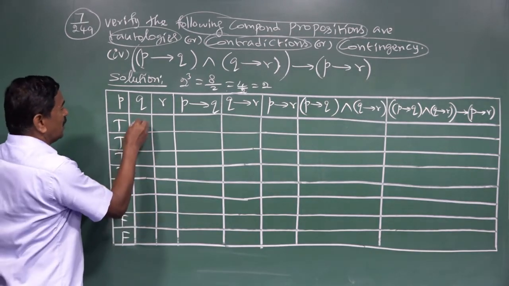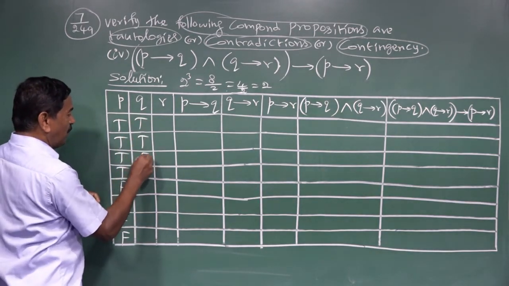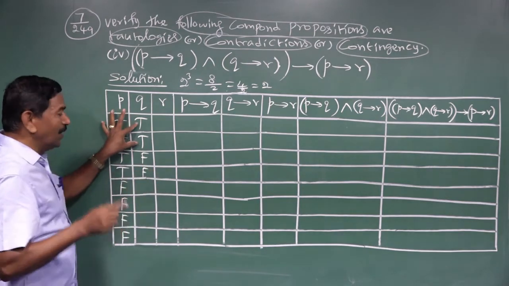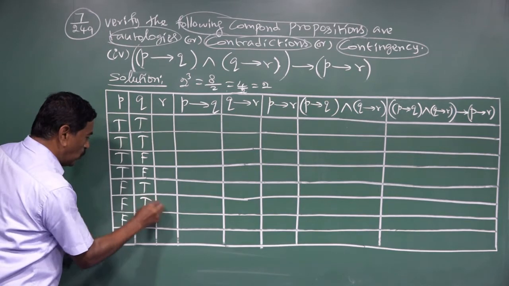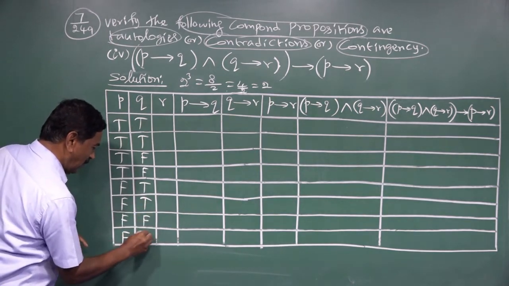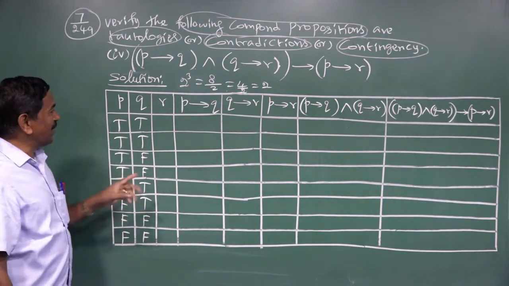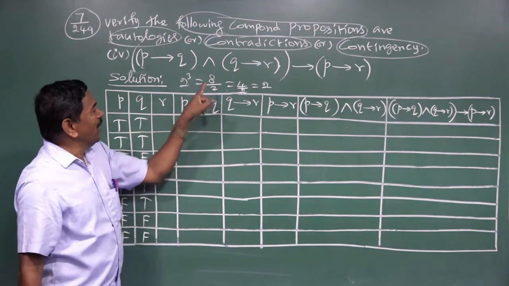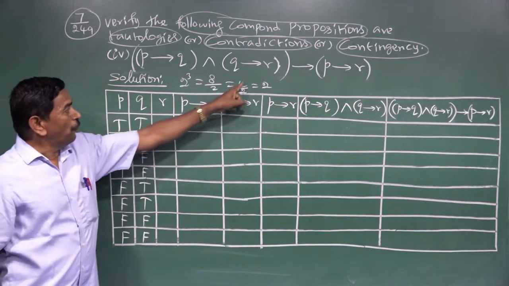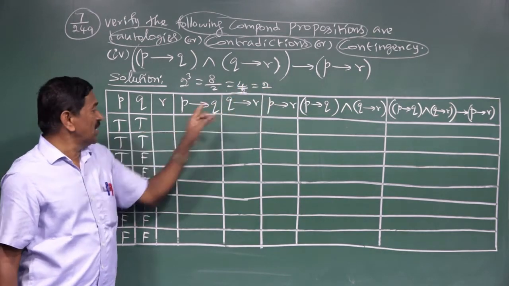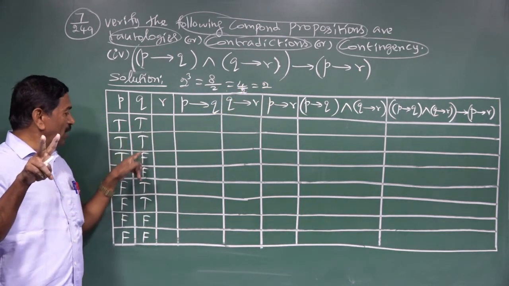Likewise, listen: true, true, then false, false. Two true, two false. Similar idea: true, true, false, false. Yes, completed. Next column: 8 is divided by 2, 4, so 4 true, 4 false. 4 is divided by 2, 2 is the answer, so 2 true and 2 false.